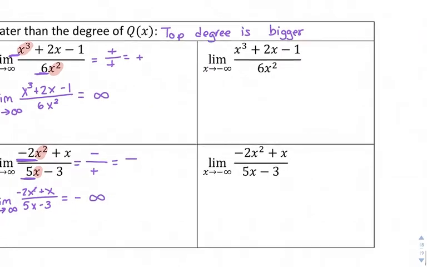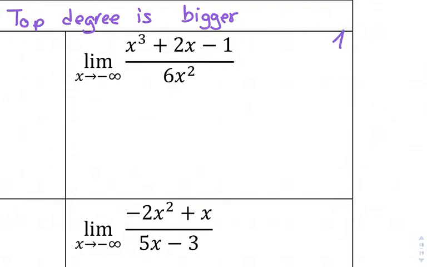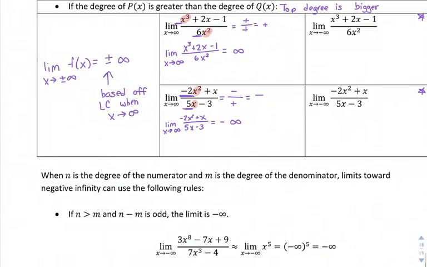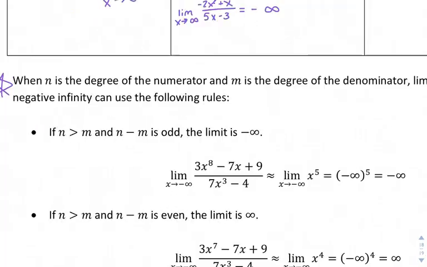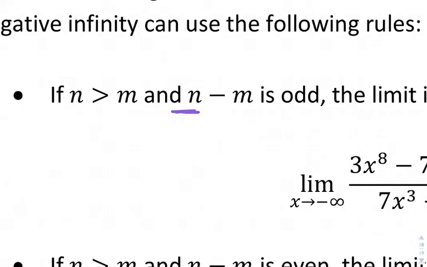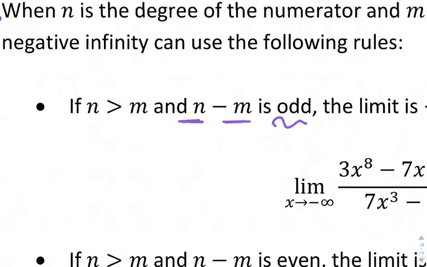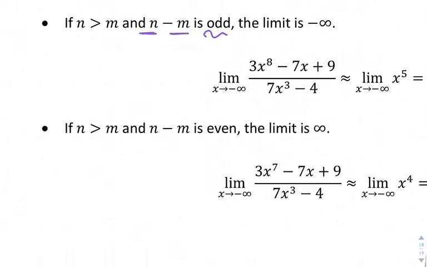Now, when x approaches negative infinity, it has a couple different rules. Looking here, when n is the degree of the numerator and m is the degree of the denominator, limits towards negative infinity can use the following rules. What it means is, if the degree on top is bigger, we're going to subtract the top degree and the bottom degree. If it's an odd number, the limit's going to go towards negative infinity. If it's an even number, the limit's going to go towards infinity.